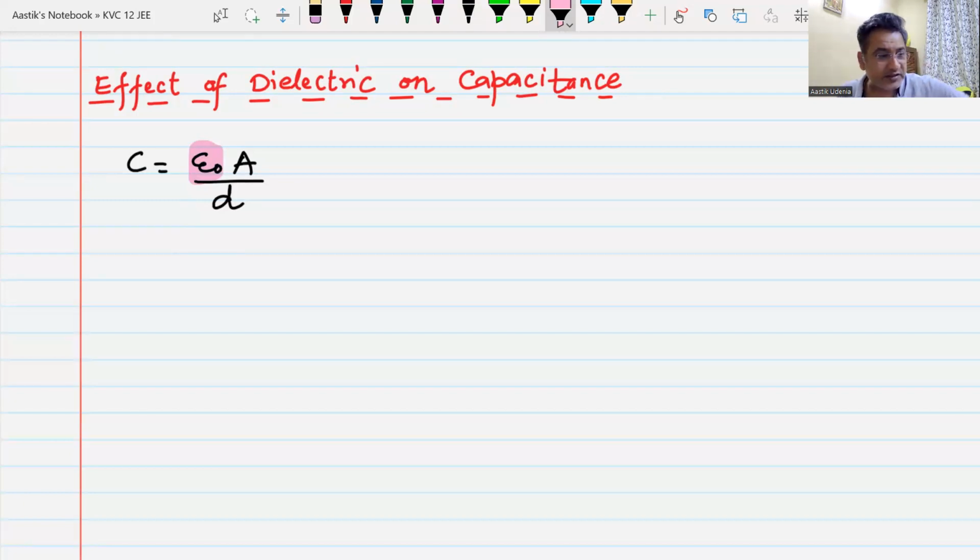We can put this capacitor in air. Air is one medium. We can put this capacitor in oil. We can put this capacitor in alcohol. We can change different mediums, because these different mediums are nothing but dielectrics. Yes or no? Yes, sir.